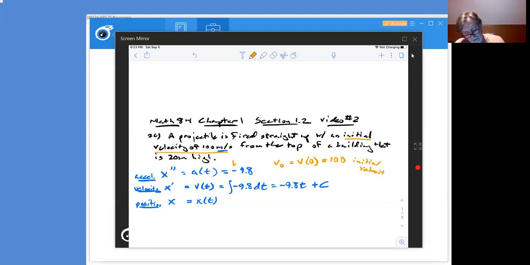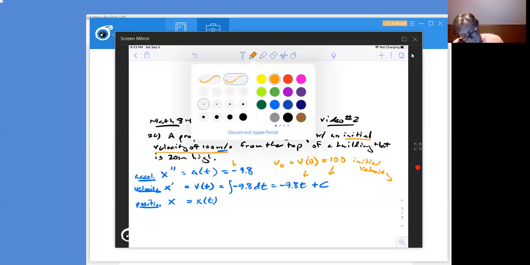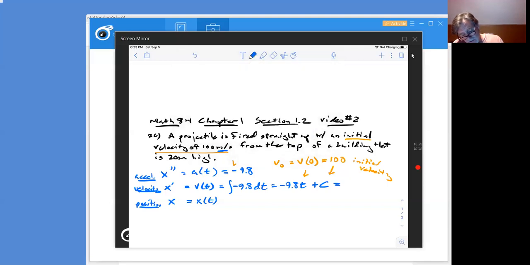Well, when you plug in 0 for t here, you get 0, and it's supposed to equal 100. So what you discover is that c should be 100. So our work here is, oh, I'm not even going to show you that. This is actually negative 9.8t, and then when you plug in 0, you should get 100 meters per second for velocity. So that's our velocity function.